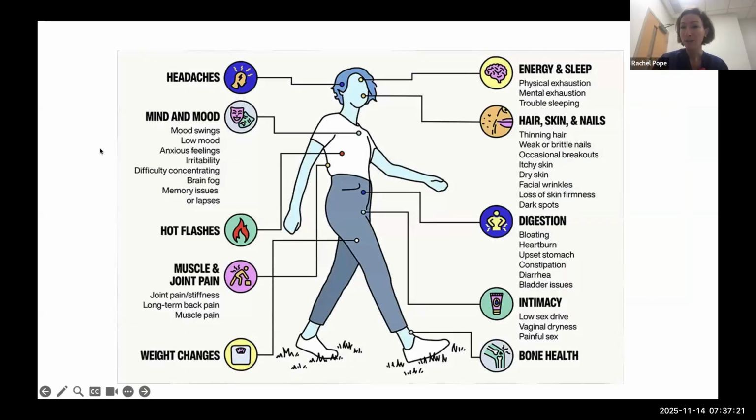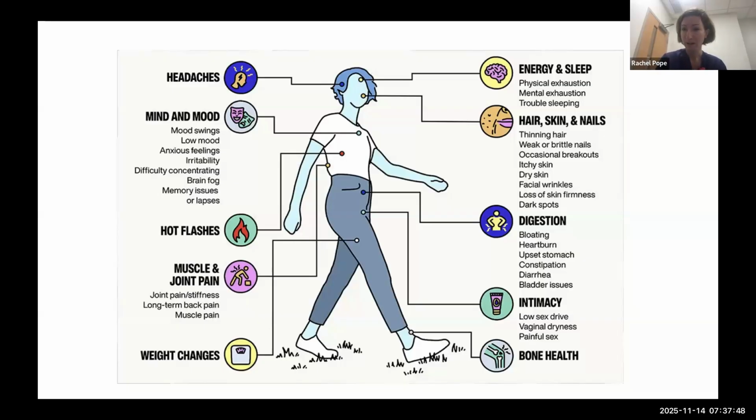And so we see women who start to have migraines or worsened migraines than they had before. They might feel exhausted, their energy is changing, their hair, their skin, their nails are changing. Some people start to experience new GI symptoms. A lot of women start to notice that they have a lower sex drive, which we think is because of the decreased testosterone too, or they're experiencing vaginal dryness and that's causing them to have pain with sex, which is also then decreasing their drive.